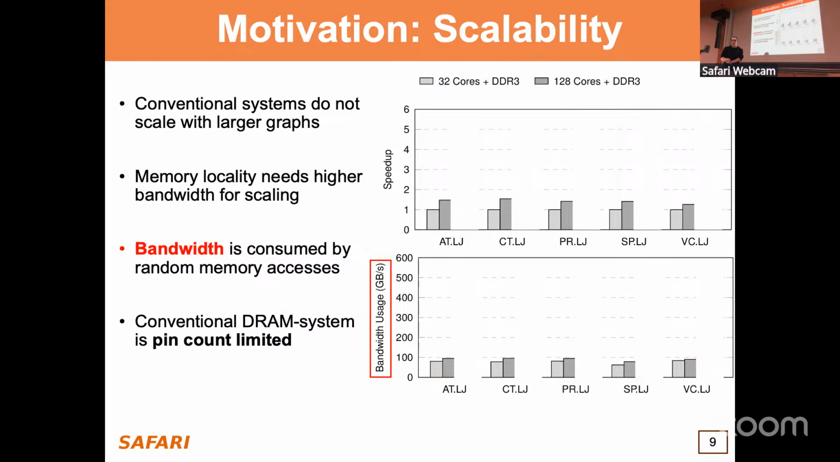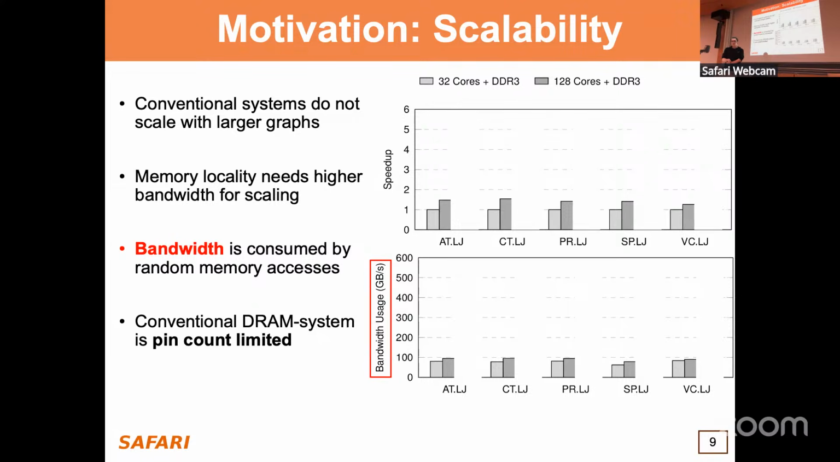As you can see on the right, there are two graphs. One has 32 cores in a DDR3-based system and the other one 128. Now that's quadruple the amount of cores. So in a perfect system for parallelizability, you would expect a 4x speed up. That is, however, not the case.